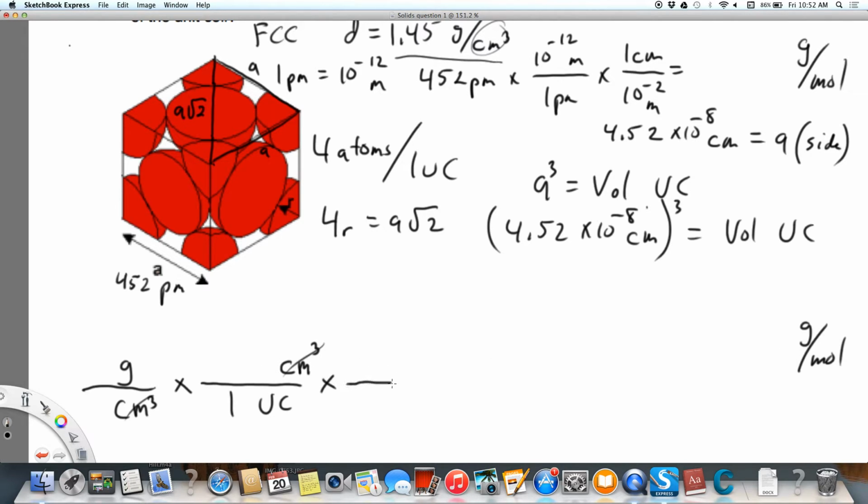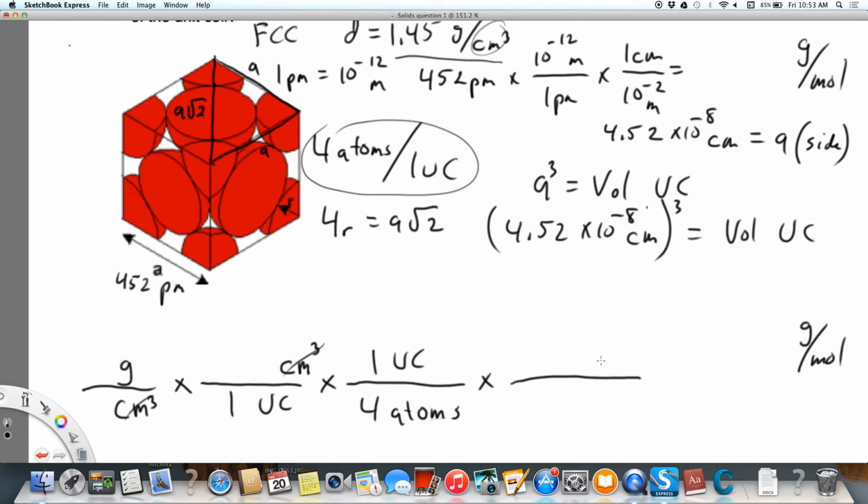So what do I know about unit cell? Well, right up here, I know that one unit cell contains 4 atoms. Now, this is going to be easy because I know that I can convert from atoms to moles using Avogadro's number. So, atoms, moles, and now I can see that my units all work out. I've got rid of atoms, I've got rid of unit cell. So let's go ahead and put numbers in here.